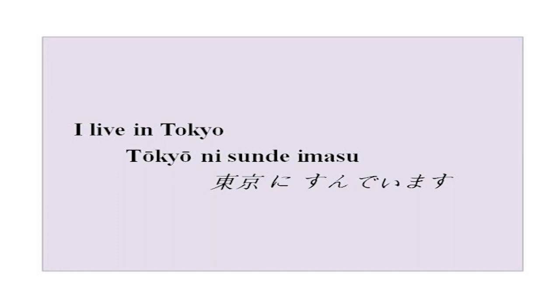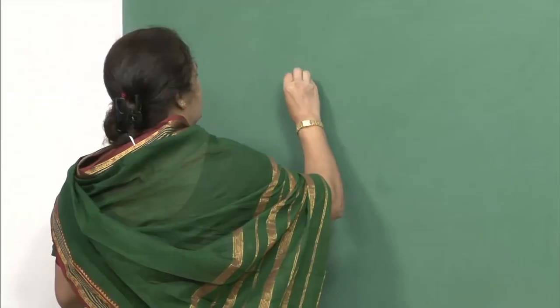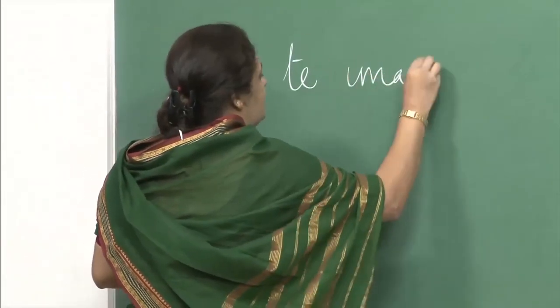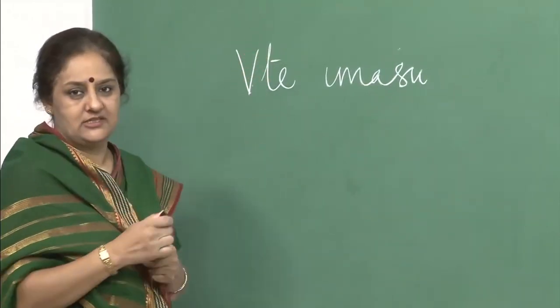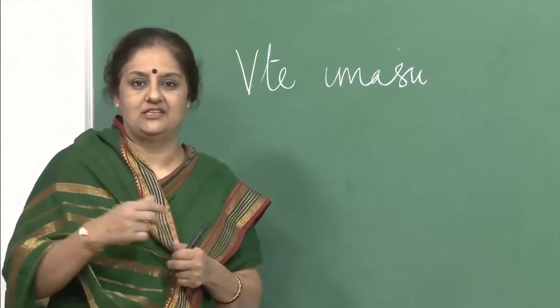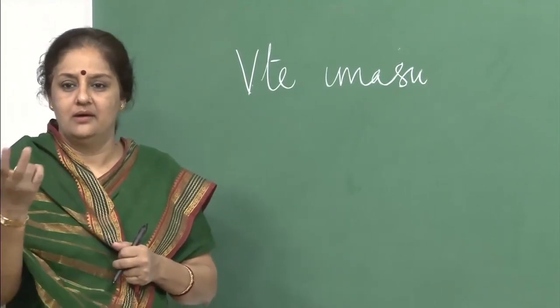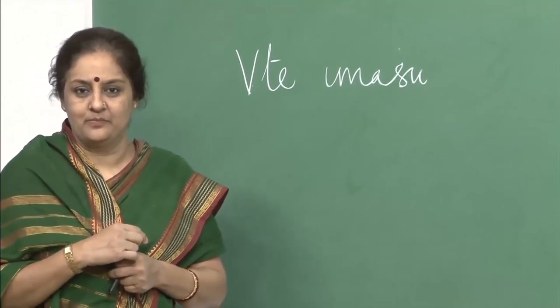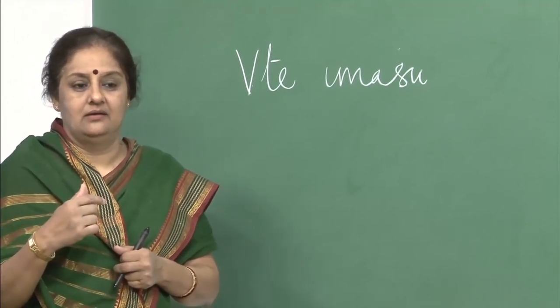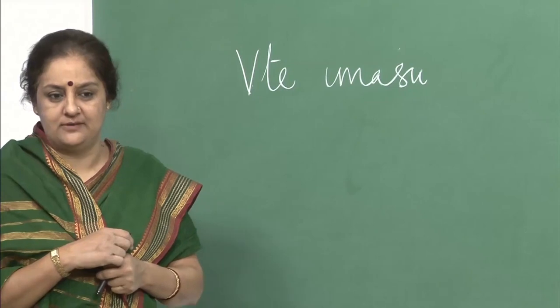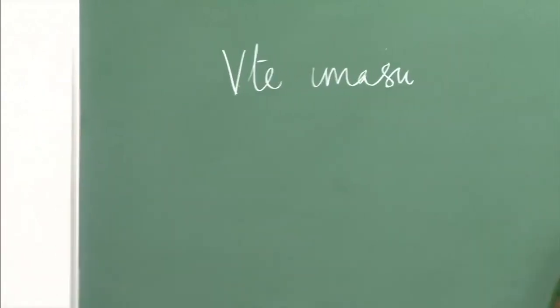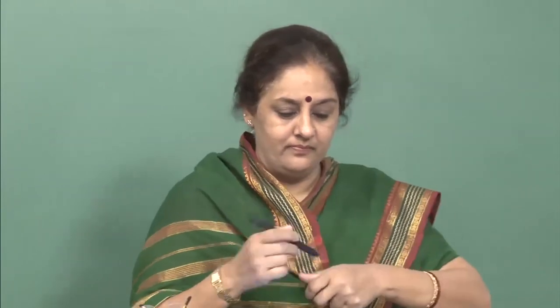So, we were doing te imasu form of the verb. We did a lot of te imasu, that is continuous tense. Ima watashi wa tatte imasu. Ima minasan ni oshiete imasu. Ima minasan wa watashi o kiite imasu. Shukudai o shite imasu. Suwatte imasu. So te imasu is simple, easy to understand, present continuous tense where an action is in progress.